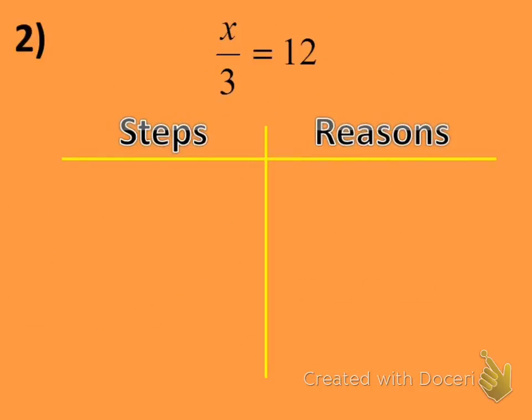So here is number 2. So you need to write down the equation as step 1. If you don't want to write this problem out twice, that's fine. You can just go right into your two-column proof. So step 1 is going to be x over 3 equals 12. How do I know that that's the equation I'm using? It was given.